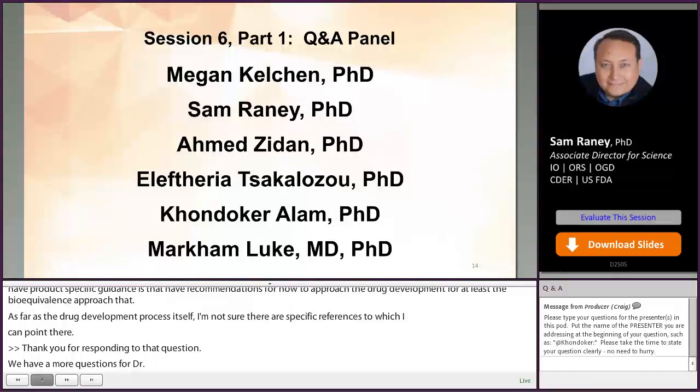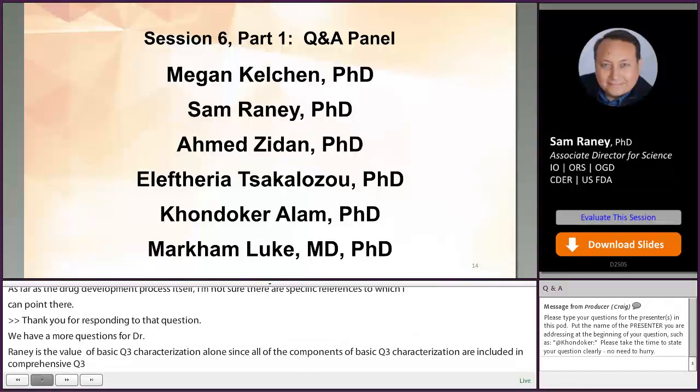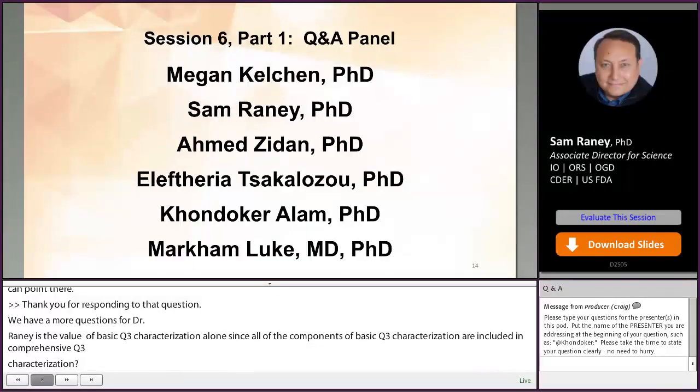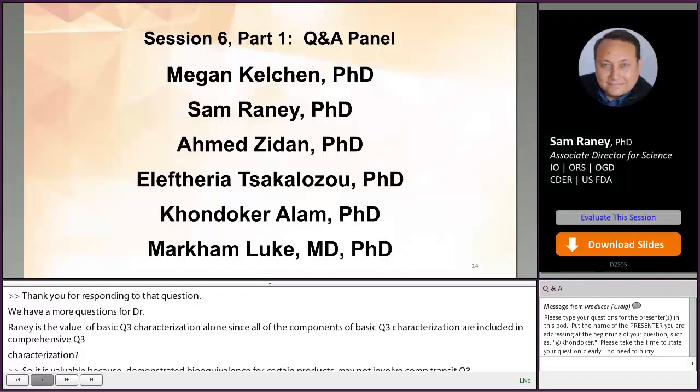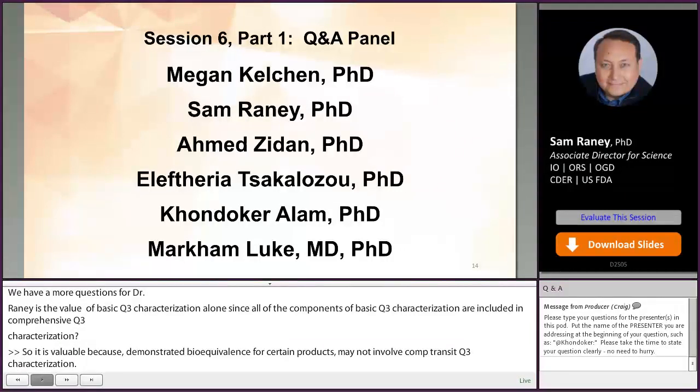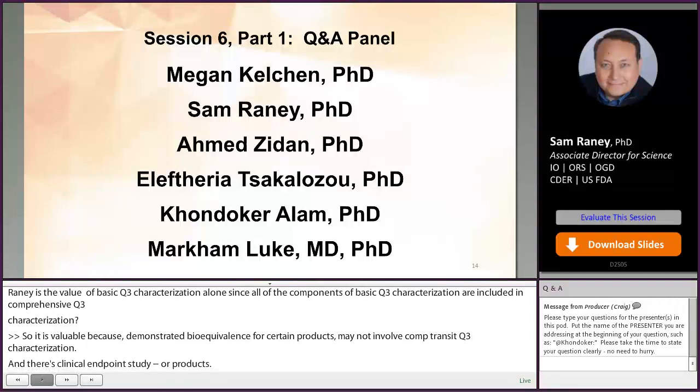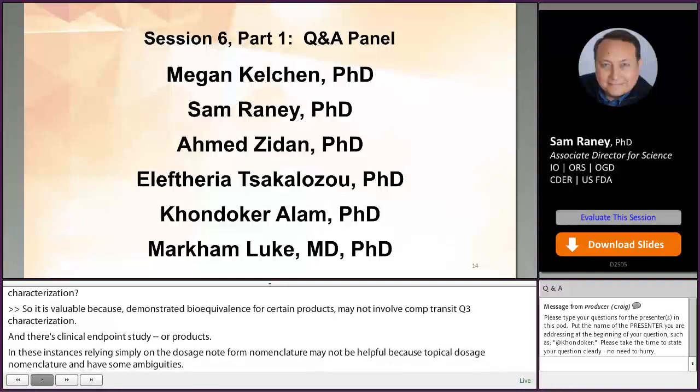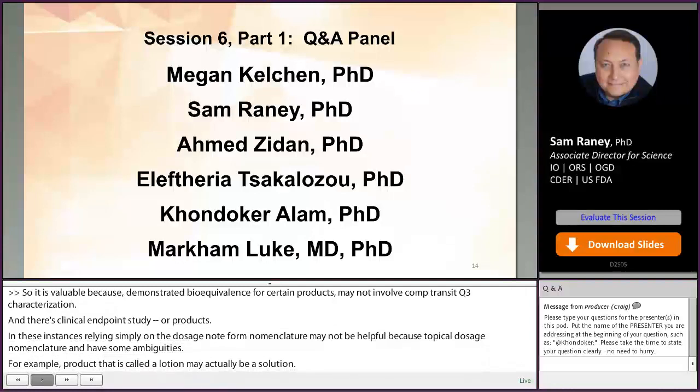So it's valuable because demonstrating bioequivalence for certain products may not involve a comprehensive Q3 characterization. This may happen for products where there's a clinical endpoint study or AT-rated products. So in these instances, relying simply upon the dosage form nomenclature may not be very helpful, because topical dosage form nomenclature can have some ambiguity. So, for example, a product that's called a lotion may actually be a solution, or a product that's called a gel may actually be an emulsion. A product that's called a cream may not even have globules.